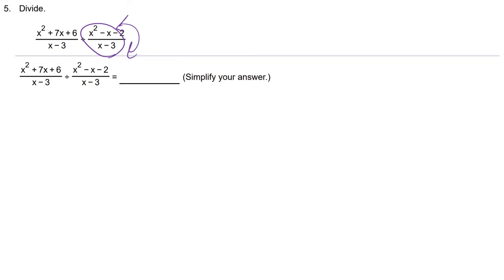If I do that, what I'm going to end up with is x minus 3 on top for the second one, and x squared minus x minus 2 on the bottom. You'll notice that now I can cancel out x minus 3 on the top and bottom. And so at this point, I end up with x squared plus 7x plus 6 over x squared minus x minus 2.